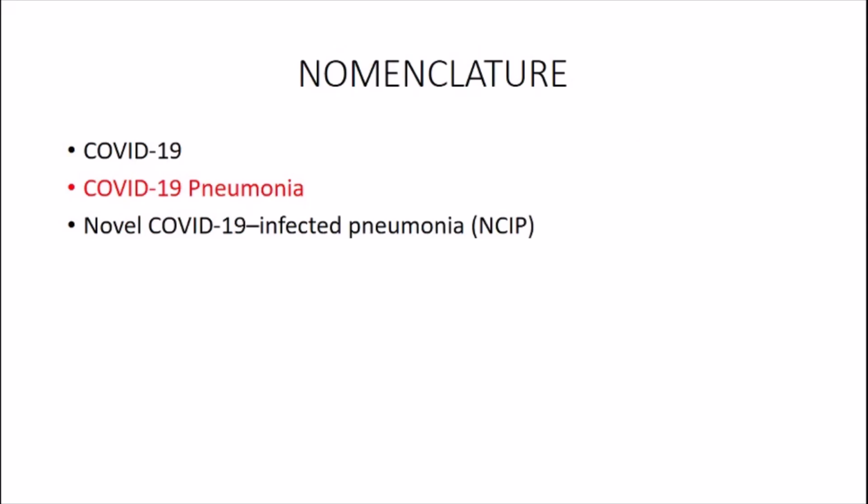Nomenclature, the naming of the disease: in mid-February, the WHO decided to call the disease COVID-19. So CO is corona, V is virus, D is disease. COVID-19 is the name of the whole disease caused by the coronavirus, SARS coronavirus 2, and COVID-19 pneumonia is what we are dealing with in the radiology department. So we use CT to diagnose COVID-19 pneumonia. Another name for COVID-19 pneumonia is novel COVID-19 infected pneumonia, or NCIP. Some literature use this abbreviation NCIP, so it's the same disease.